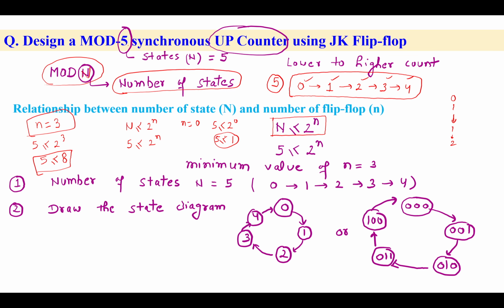So that means we have decided the state in the first step. This is the first step, and we decided the number of flip-flops. Now in the second step we go for the state diagram. The state diagram is only the transition from the first state to the next state. Means we are going to count from 0 to 1, 1 to 2, 2 to 3, 3 to 4 and 4 to 0. I have written only the binary value of all these states.